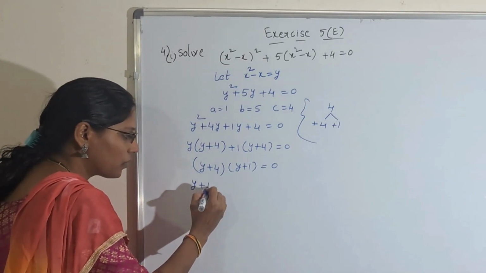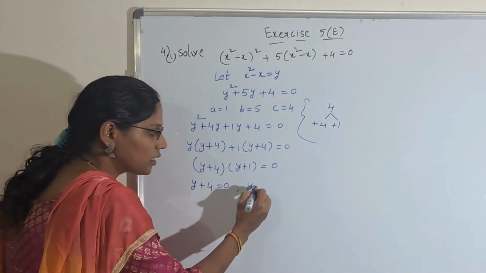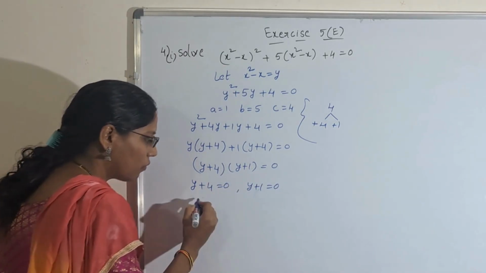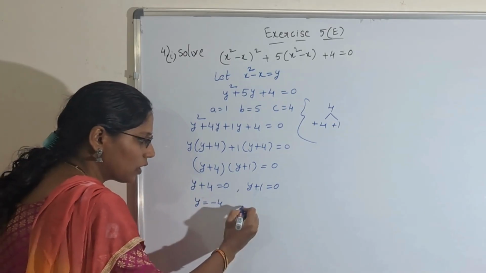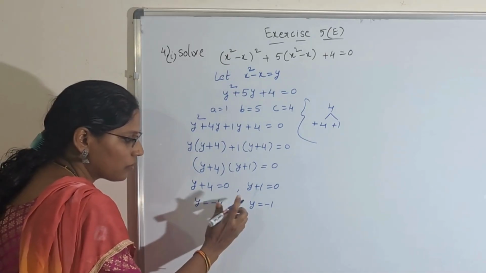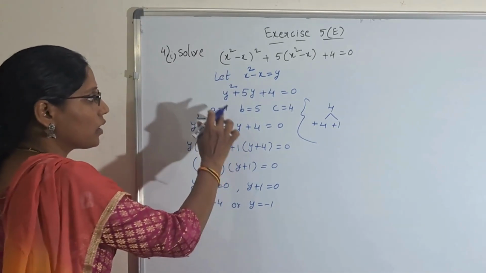Here y plus 4 equal to 0, y plus 1 is equal to 0. So y is equal to minus 4, and here y is equal to minus 1. Here we have to write, instead of y, what can we write?